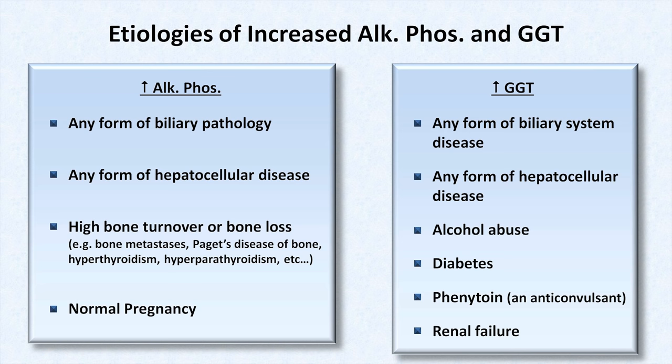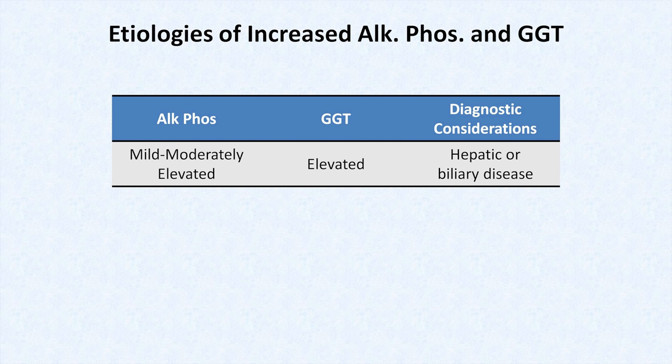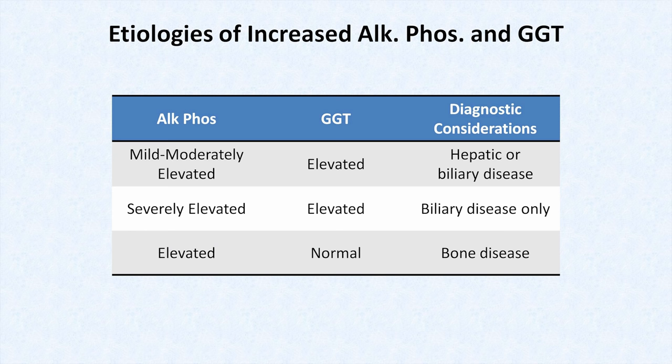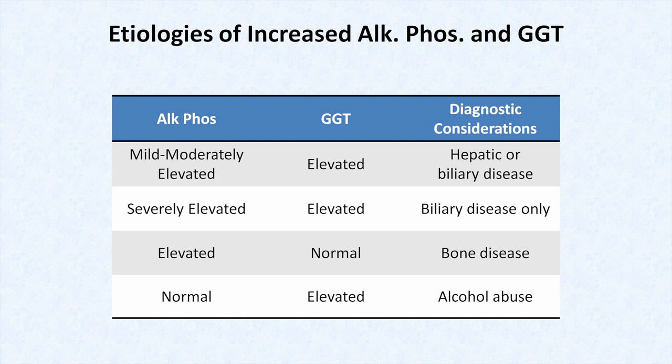Here's a chart incorporating all the diagnostically relevant info about ALK-phos and GGT. In situations in which the ALK-phos is mildly or moderately elevated and the GGT is elevated, consider either hepatic or biliary disease. If the ALK-phos is severely elevated and the GGT is elevated, consider biliary disease only. If only the ALK-phos is elevated, the problem is likely in the bones. Finally, if only GGT is elevated, consider the possibility of alcohol abuse.